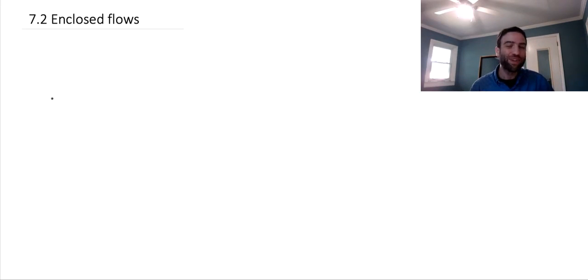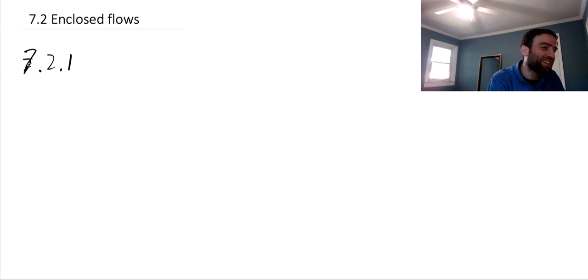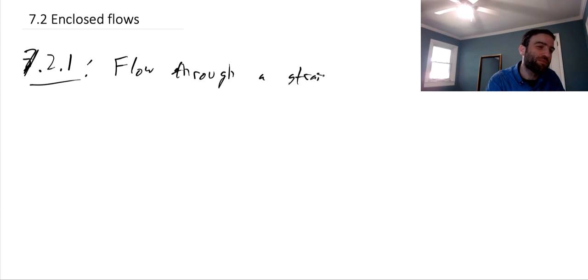Okay, so now that we know about these viscous forces, these internal frictional forces that act between different layers of molecules within a fluid and try to oppose the relative motion of these layers, let's talk about some of the simplest types of flows. Let's start out in section 7.2.1, with flow through a straight pipe.